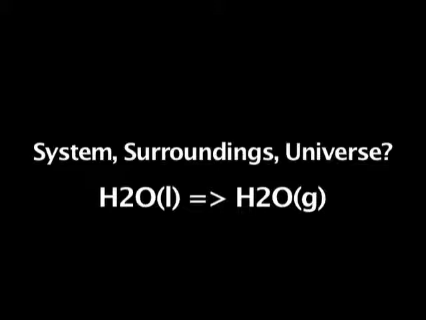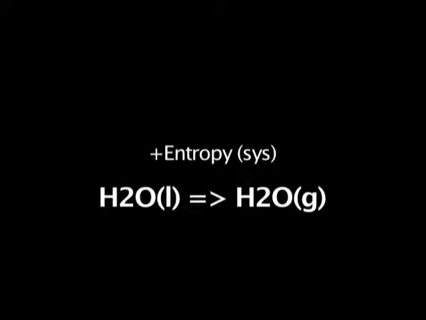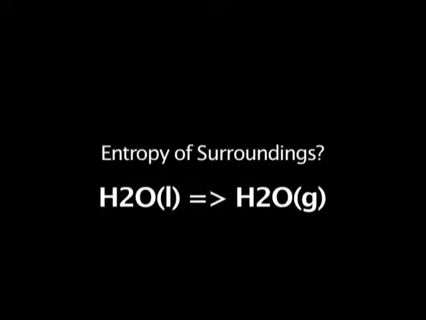Now we already know that gases have a more positional probability than liquids do. So we can already tell that this is going to increase the entropy of the system. So what is the entropy of the surroundings? The surroundings are anything in the universe that is not the system. Entropy change of the surroundings is mainly determined by the heat flow in and out of the system.